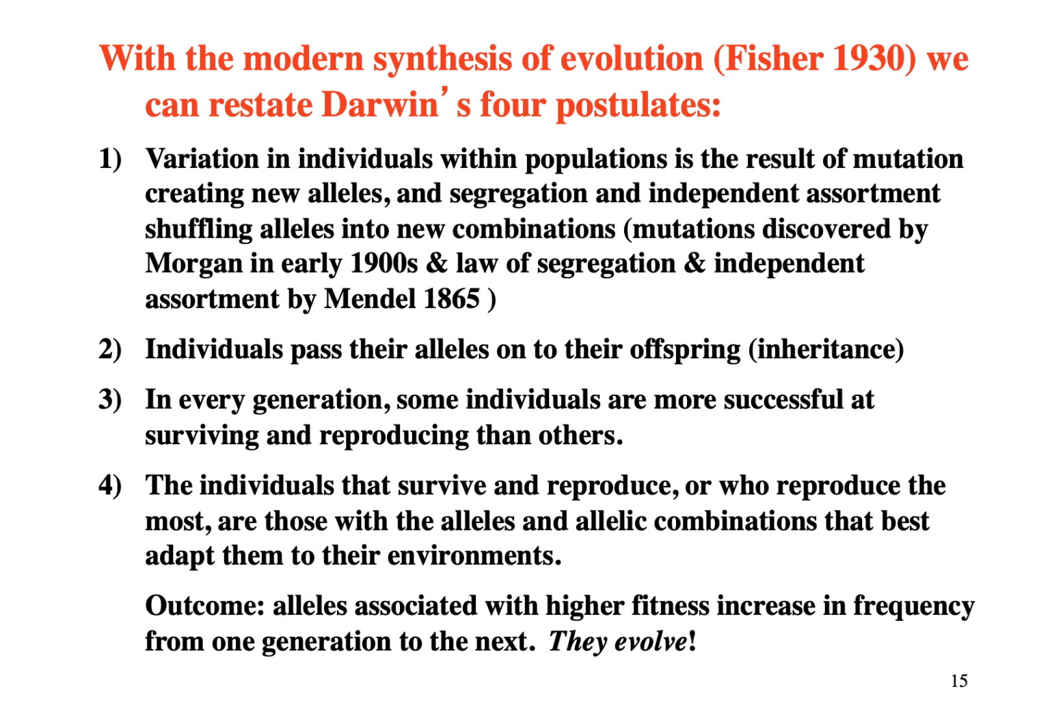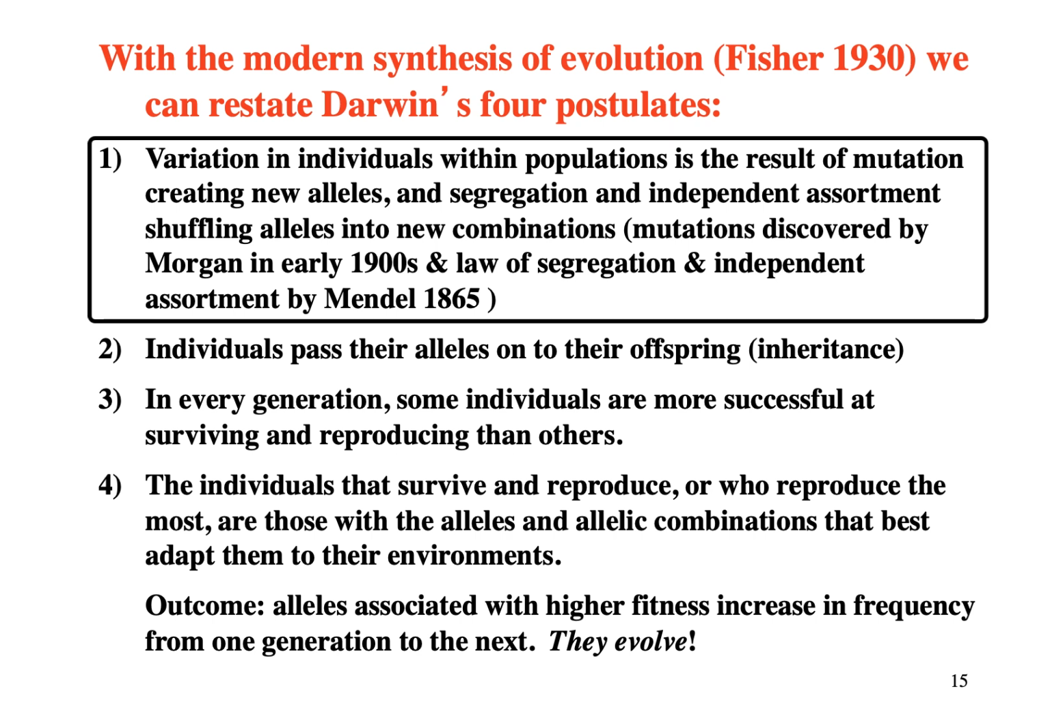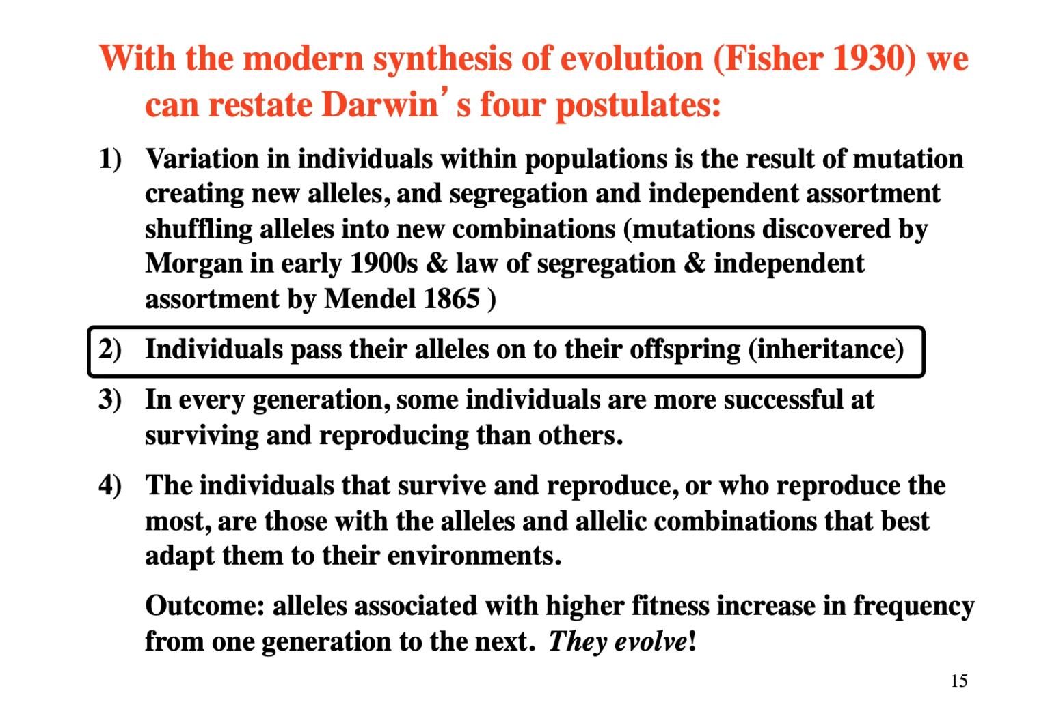So, with the modern synthesis of evolution started by Fisher in the 1930s, now they knew that there were genes and mutation, whereas Darwin didn't know anything about genes. They were not known at that time. But the first postulate of Darwin is that variation in individuals within a population is the result of mutation to create new alleles, and segregation and independent assortment, or shuffling of the alleles into new combinations. The second one is that individuals pass these alleles on to their offspring. That is, there's inheritance of those alleles.